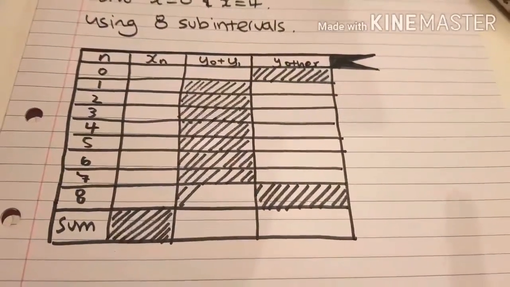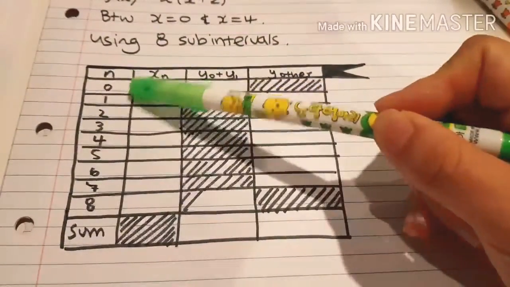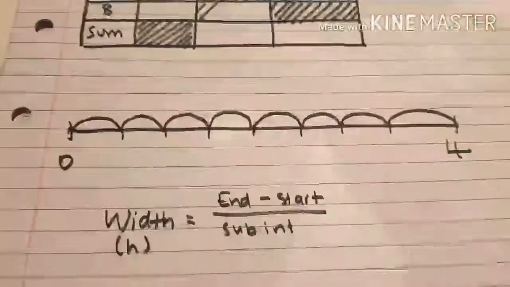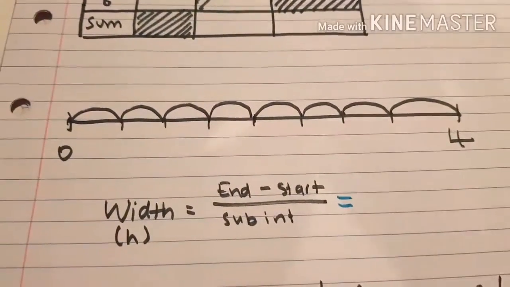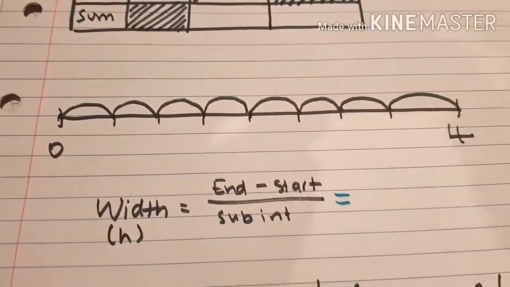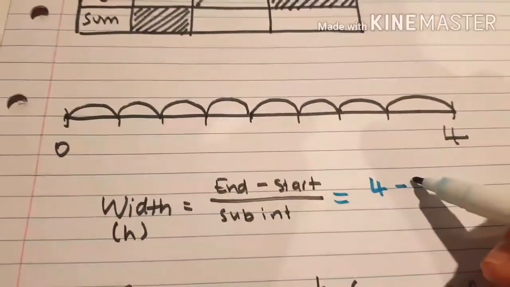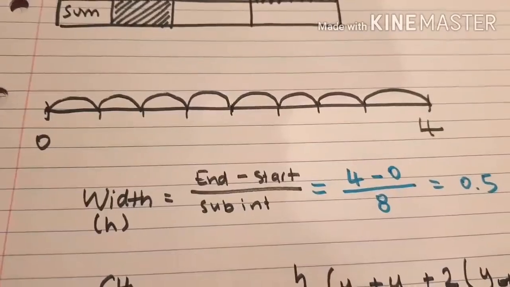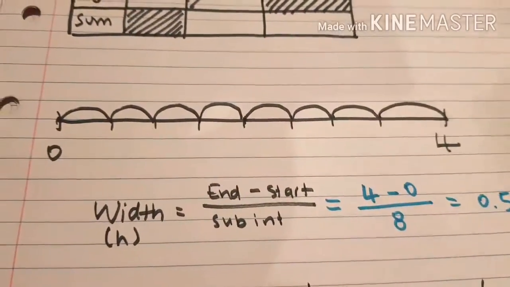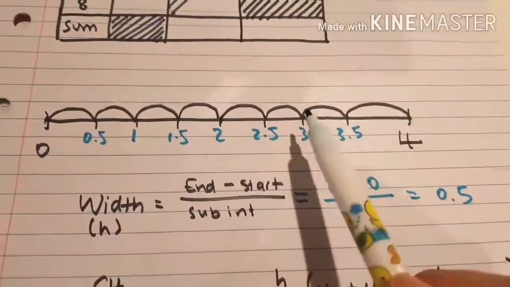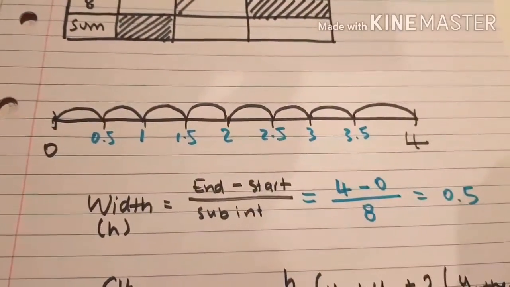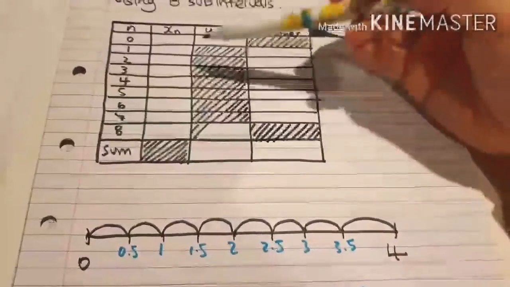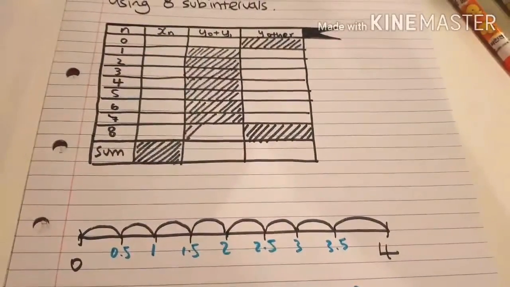This is a table that you need to know. With 8 subintervals, n goes from 0 to 8, the start and the end. Now you need to know the width, h, for each one. The end is 4, minus the start 0, over how many subintervals? I had 8. So h for each one is 0.5. Now I can fill in the x values: 0 up to 4 with a difference of 0.5.